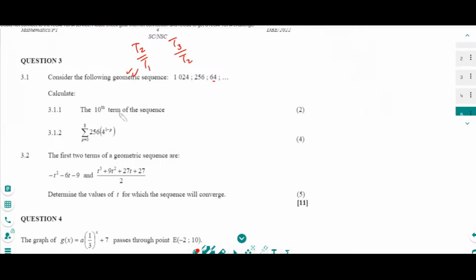They want us to calculate the 10th term. So the keyword here is geometric. The Tn of a geometric sequence is given as A R to the n minus 1. Do we have the A? Correct. The R, we need to find it. So how do we find the R? We said T2 divided by T1. So 256 divided by 1024. We divide that, we get 1 over 4.